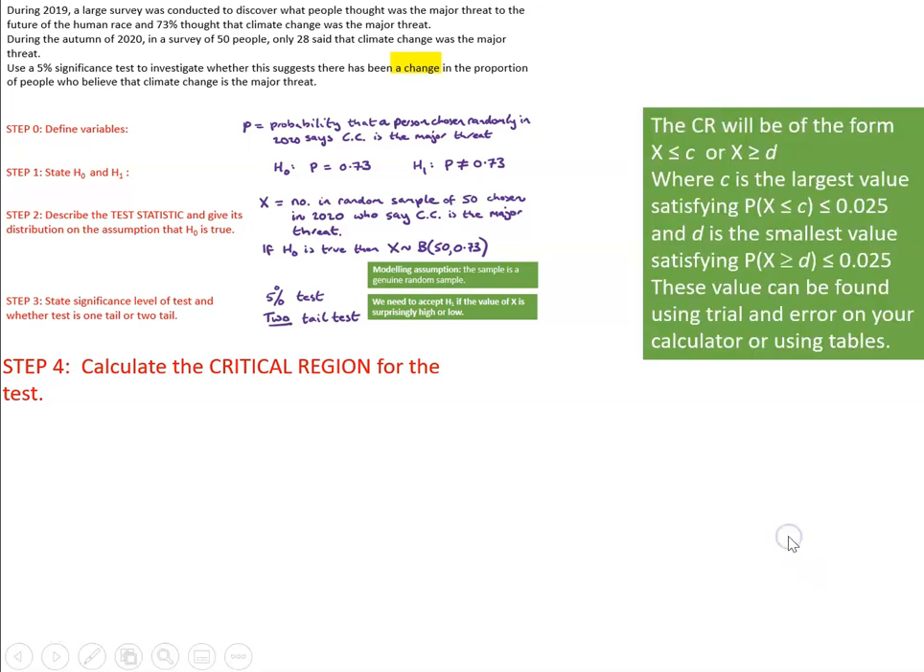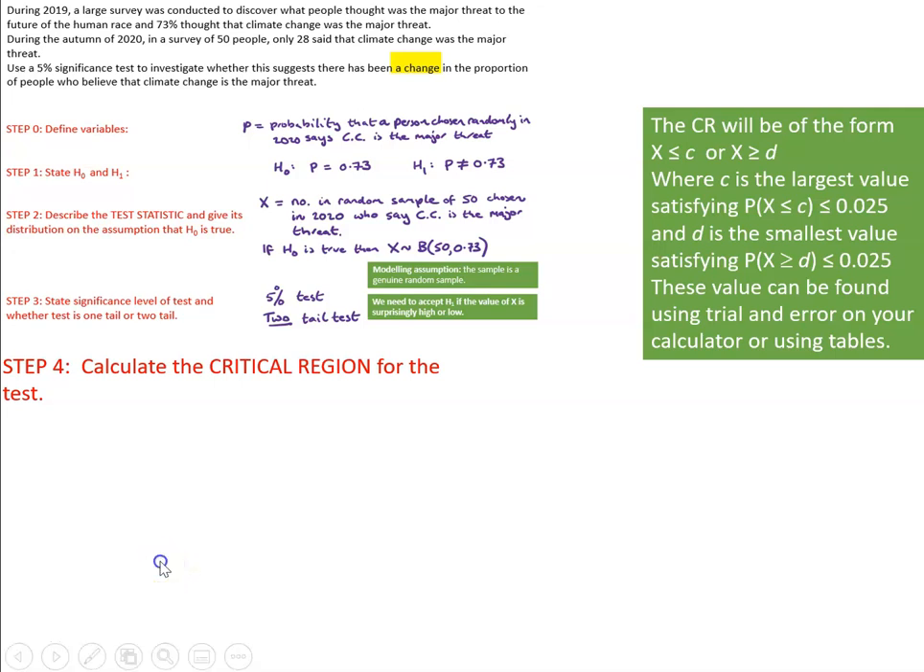And we need to realise that the critical region will be of the form X is less than or equal to C, or X is greater than or equal to D, where C is the largest value satisfying the probability that X is less than or equal to C is smaller than 0.025, and D is the smallest value satisfying the probability that X is greater than or equal to D is again less than 0.025.